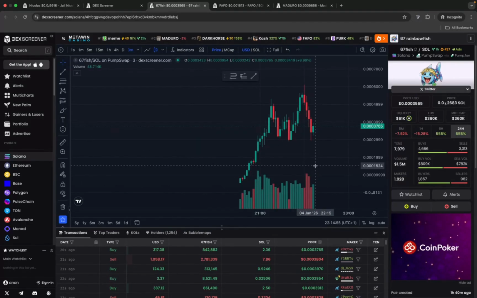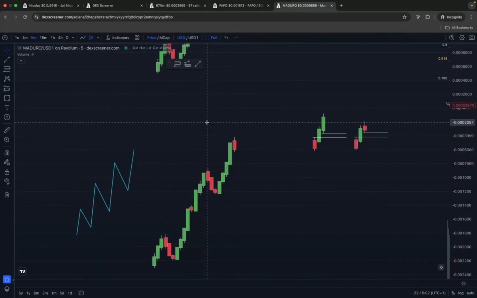So now let me quickly show you how to do analysis for meme coin. A simple analysis. For us to trade meme coins, there's what we call in trading an uptrend. In trading, we have 3 different types of trend.